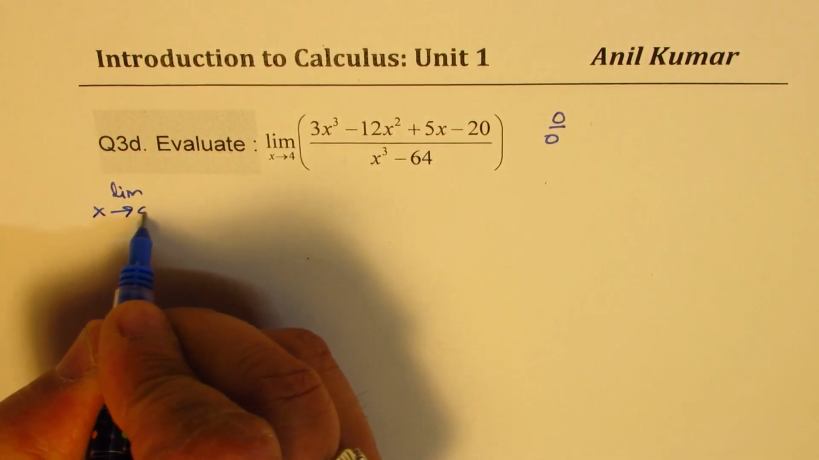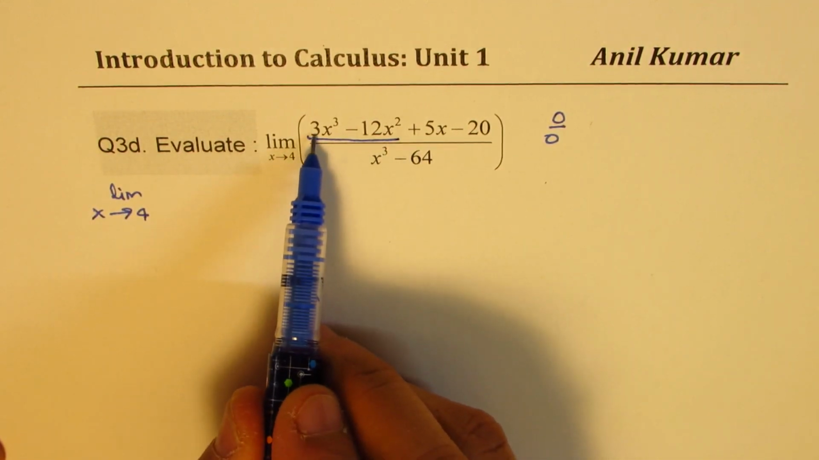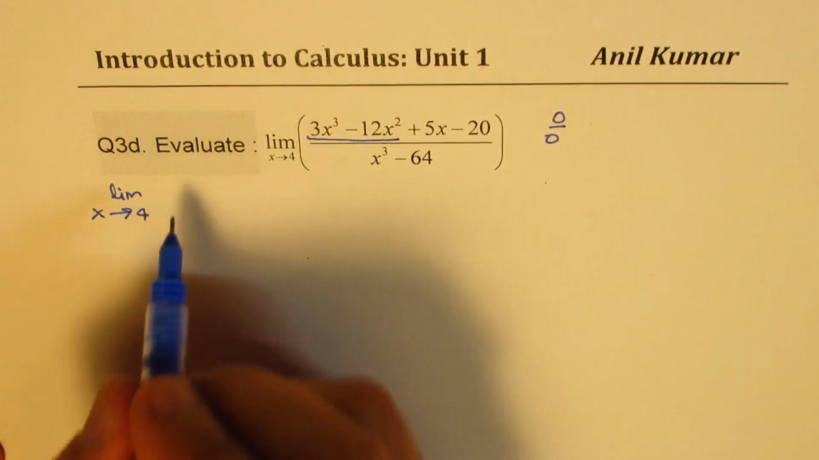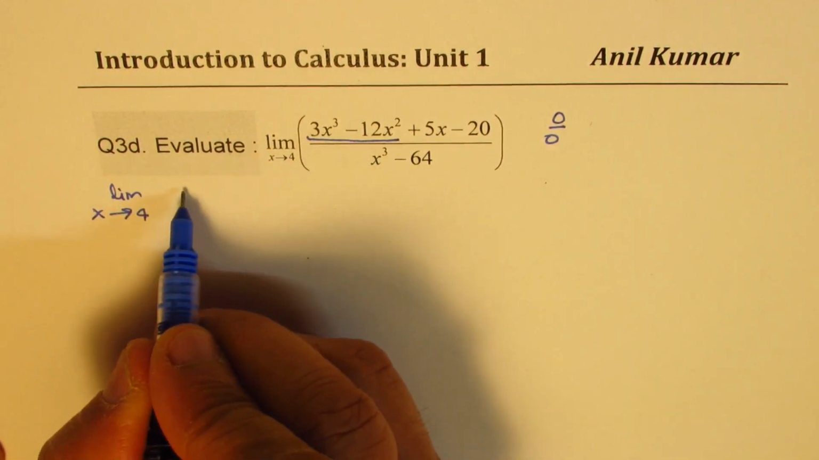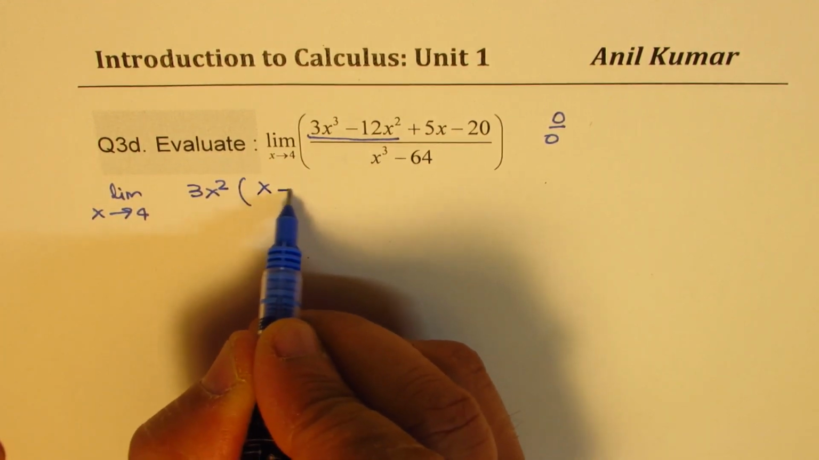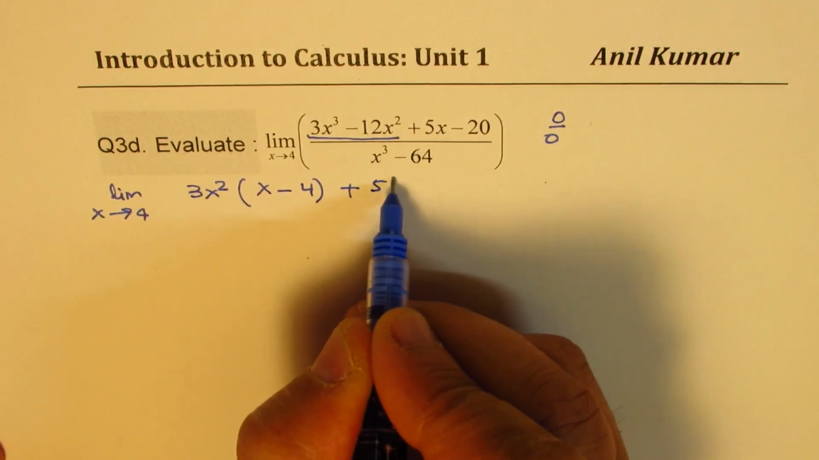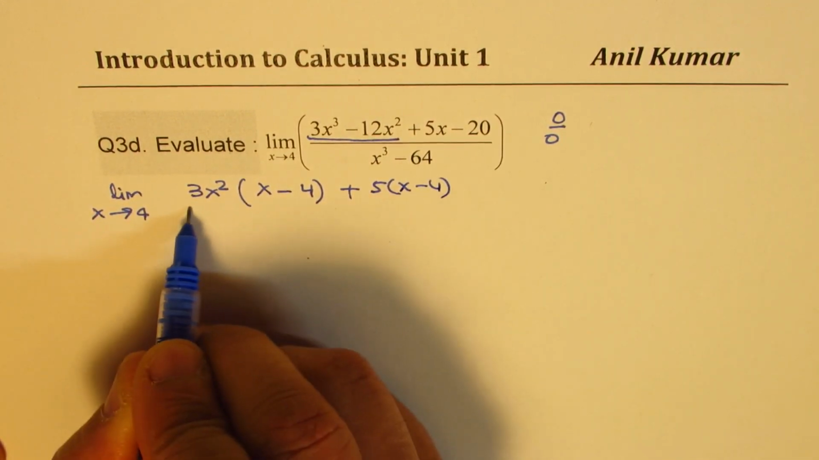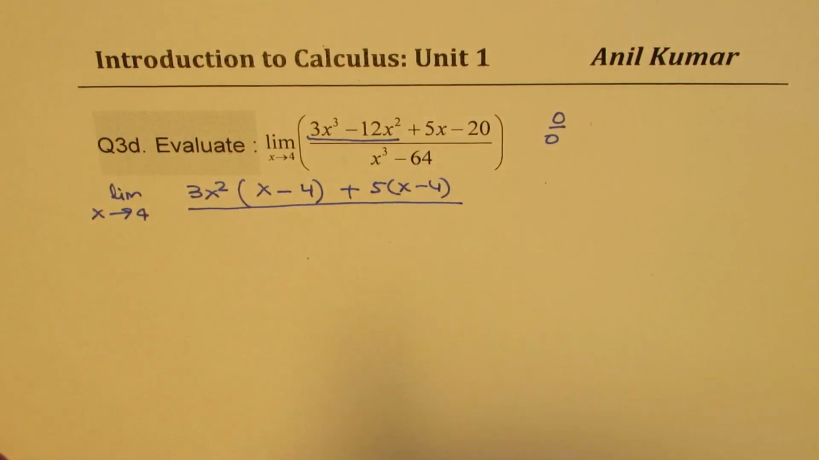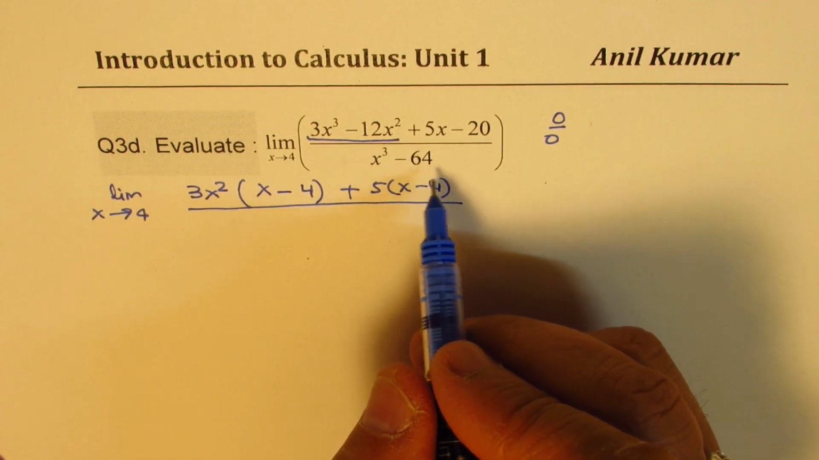x approaches 4. The numerator, you can see that these two terms have 3x square common, and this has 5 common. So let's do that. So we could write this as 3x square, and in the bracket we get x minus 4. Here if I take 5 common, we get x minus 4. Denominator, we have a cube, right? 64 is basically the cube of 4, right?